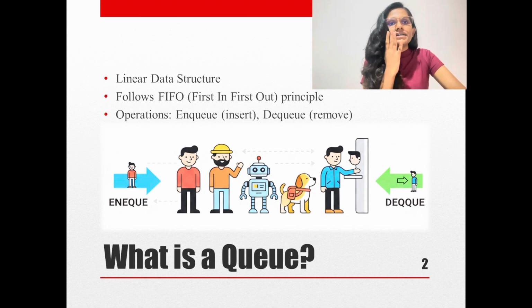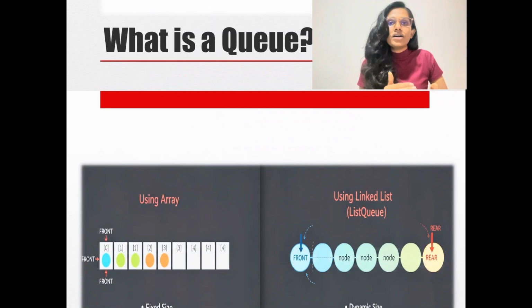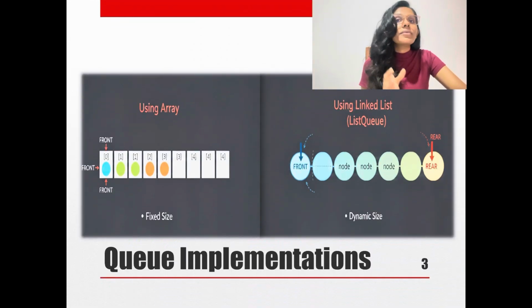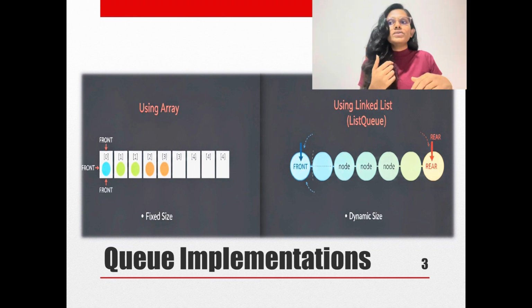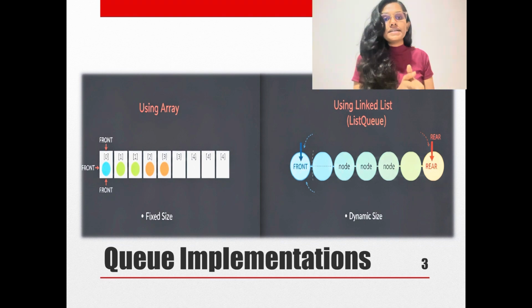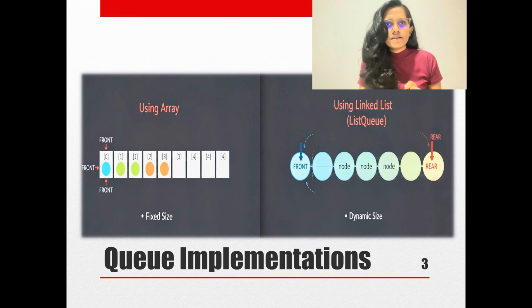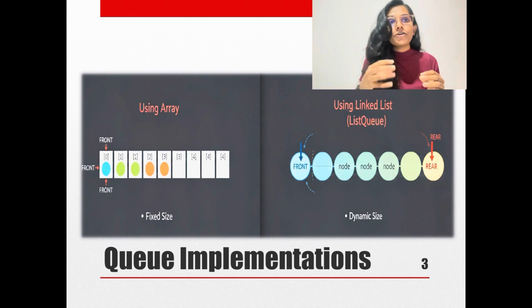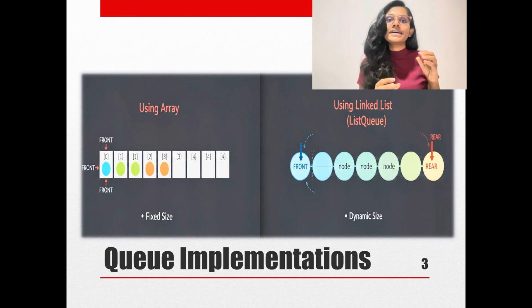So let's go to queue implementations. There are two common ways to implement a queue. Those are the array implementation and the linked list implementation. Let's start with the array implementation. Here we use a fixed size array. The problem with this method is that once the array is full, you can't add more elements, even if you remove some from the front, unless you are implementing it as a circular queue. That is what we call an array implementation.